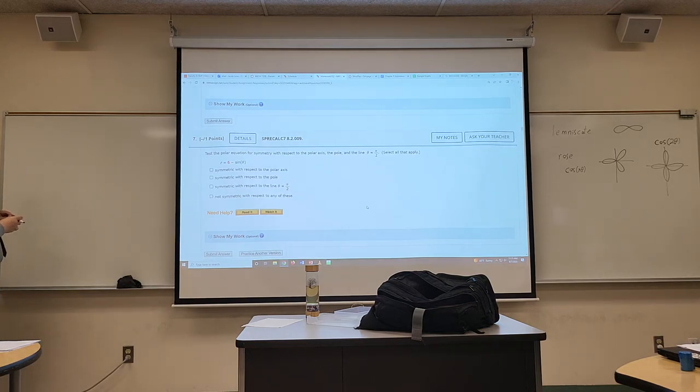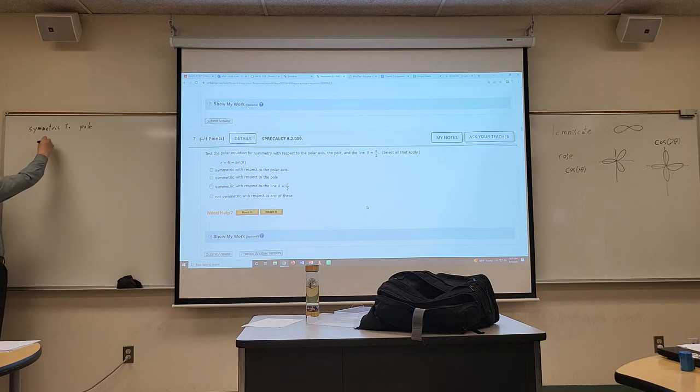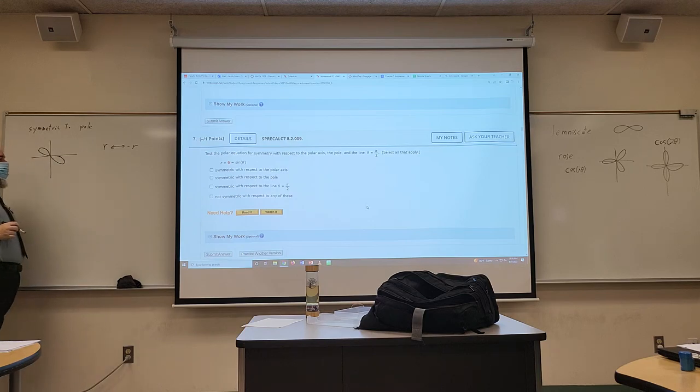For example, if you have a graph that is symmetric to the pole, an example of that would be one of the roses or the lemniscates. So if you have something that looks like this, that's symmetric about the pole, meaning that each position can be reflected across the pole and you end up on the curve again. You can identify symmetry about the pole if you look at an equation and you can swap r with negative r and you get the same equation. That's a curve that's symmetric about the pole.